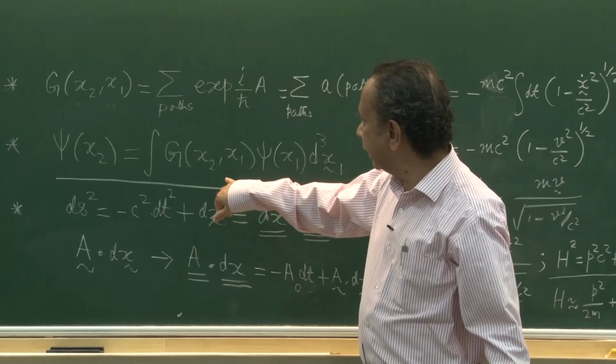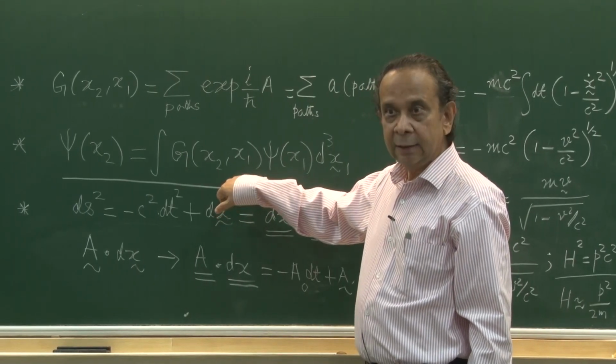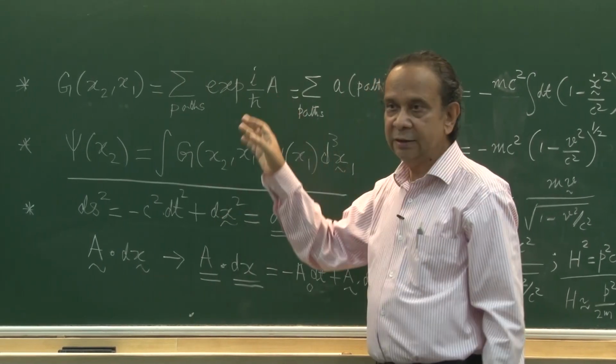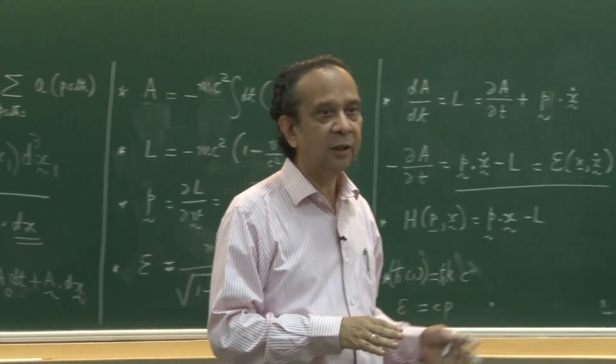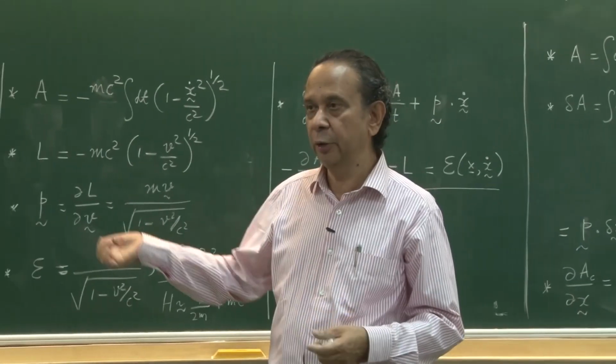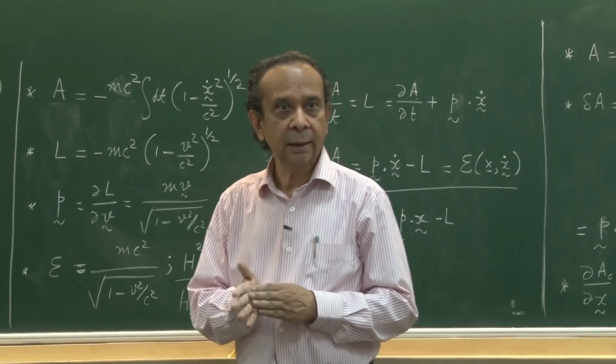Or rather, we will determine the equation satisfied by G. That will also tell us what the conditions on the summation over paths are, and what paths we can sum, etc. That is what we will do in the next lecture. Questions, comments? We will stop there.